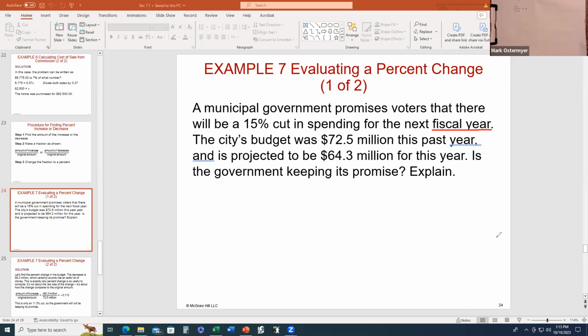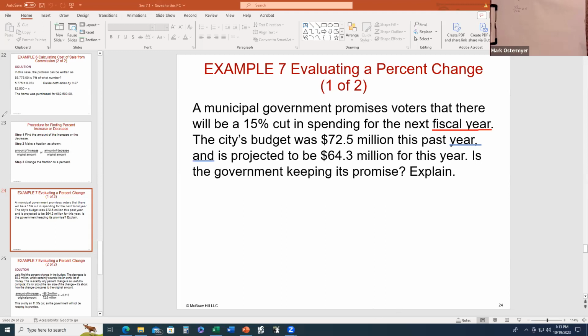The city's budget was $72.5 million this past year and is projected to be $64.3 million for this year. Is the government keeping its promise? Well, we'll find out.